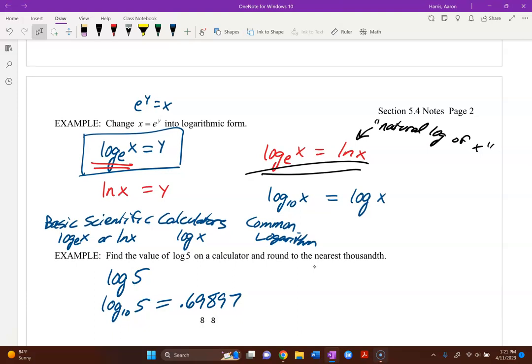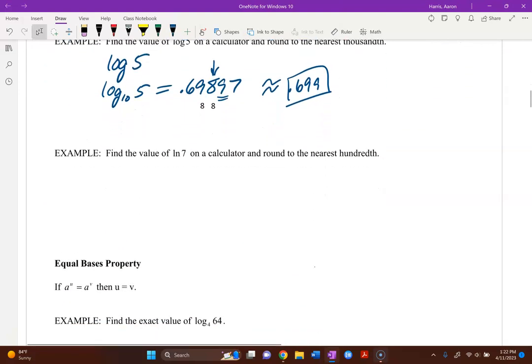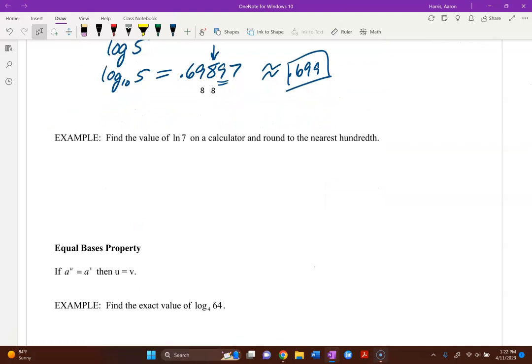And we're going to do that to the nearest thousandth. So it looks like the number to the right is a 9, so I'll bump that up. 0.699.